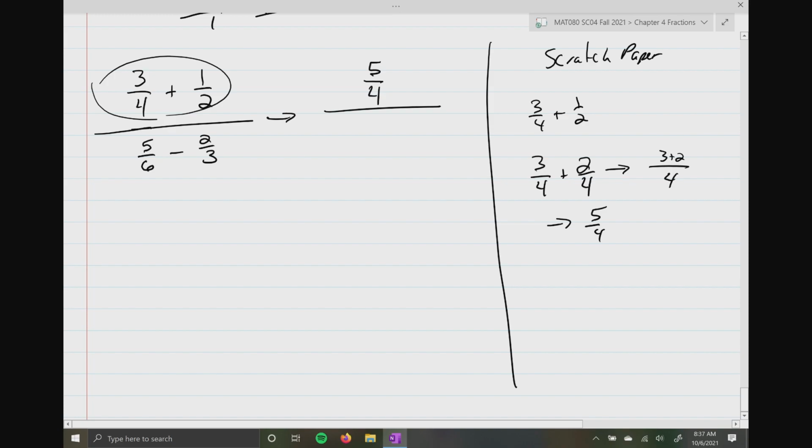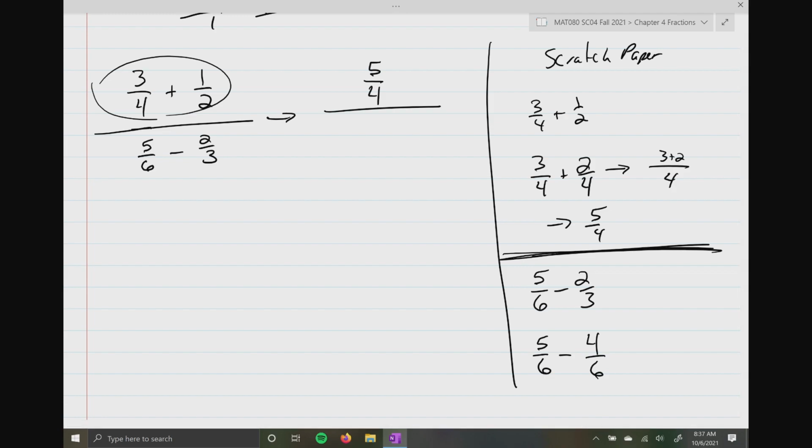All right. Now, I need to do the same exact thing in the denominator, in that 5/6 minus 2/3. I'm just saving some time here because I need you to start practicing how to find common denominators, all that stuff. So this is going to be 4/6. I just have a lot of practice, so I can see what it's going to be. So 5 minus 4 is 1/6. How are we looking so far, everyone?